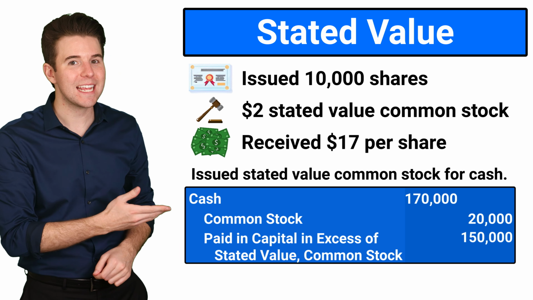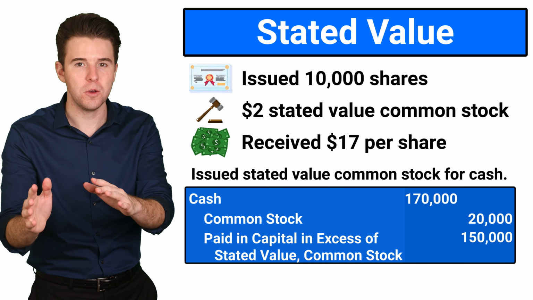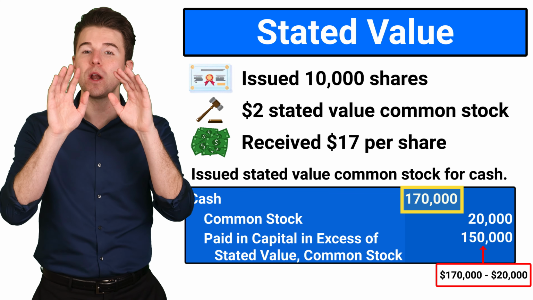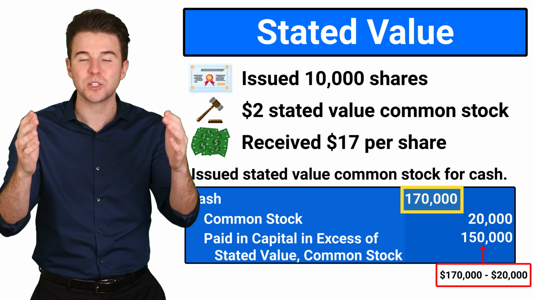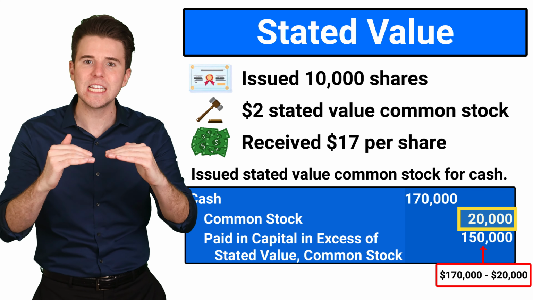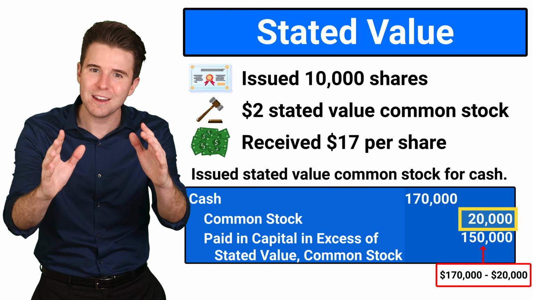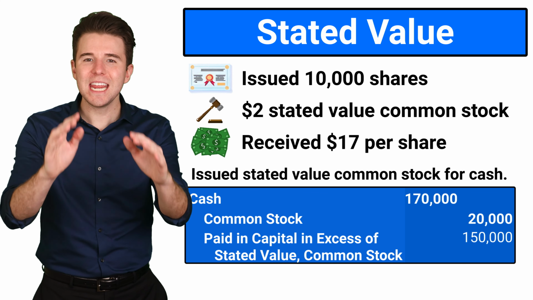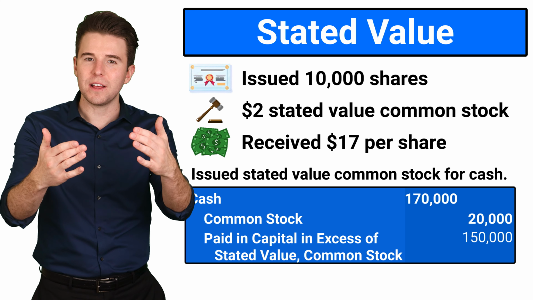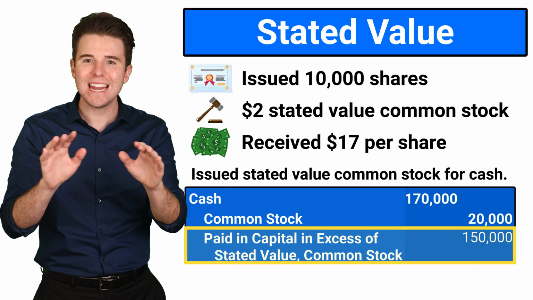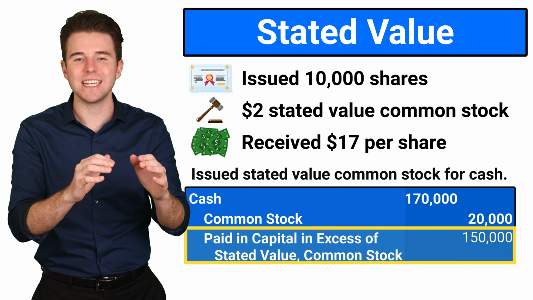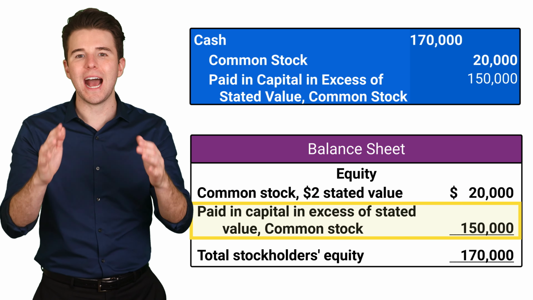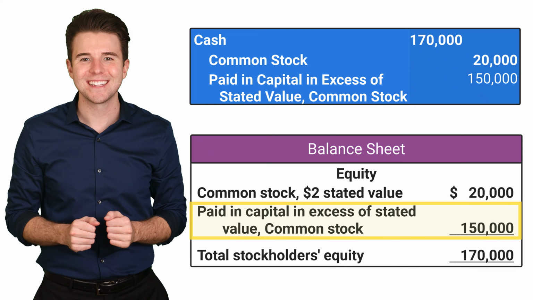And credit paid in capital in excess of stated value for $150,000. This is computed as the $170,000 cash received minus the $20,000 stated value of the shares. Like par value stock, any amount above the stated value is credited to paid in capital in excess of stated value. This equity account is reported on a corporation's balance sheet.